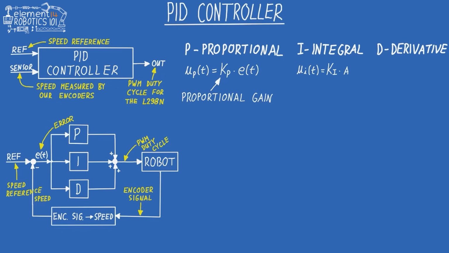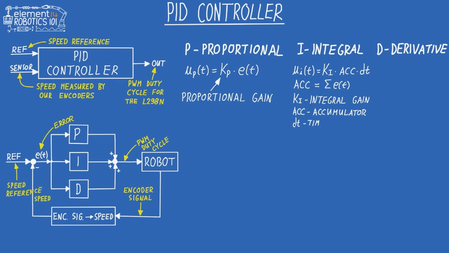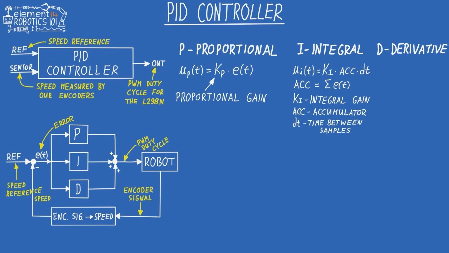Integral part of the controller works by using the integral gain and the accumulator is just the sum of all of the errors so far. It really helps with correcting the steady state error. So for example, if with the P controller you get to around 95, the integral part will get you just right around to the 100, as you will see later on in the video.